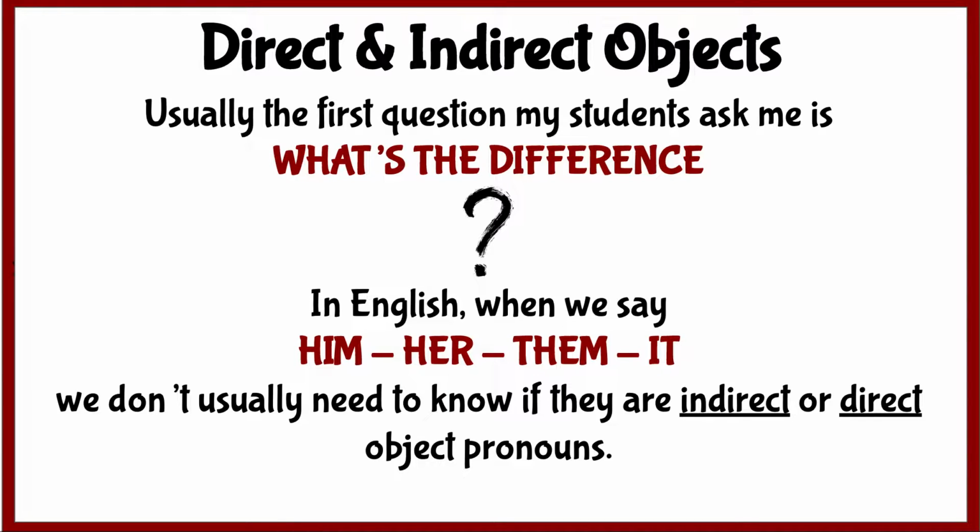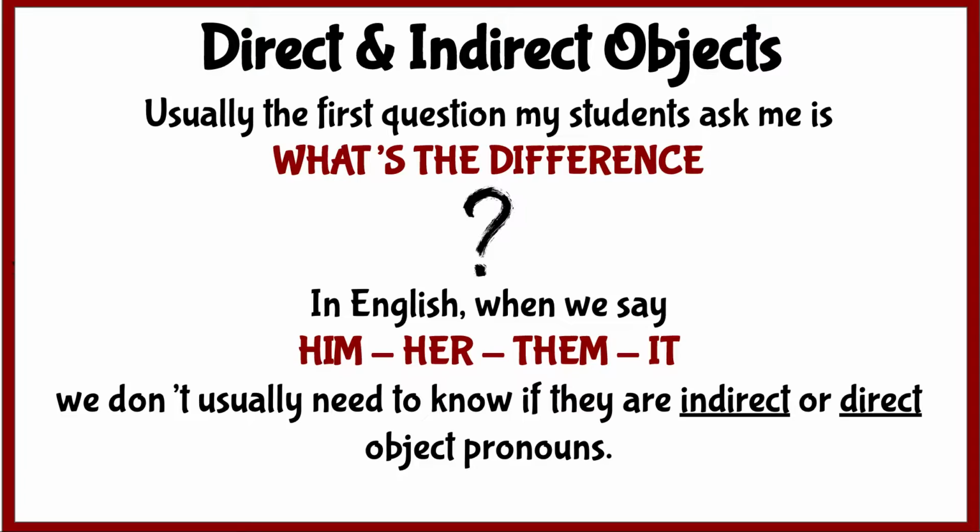So the first thing we need to talk about is the difference between a direct and indirect object, all right, before we even start talking about pronouns. One of the first things that my students ask me is, well, Jennifer, before we can get into this, can you please explain to me what's a direct object? What's an indirect object? Because in English, if we want to say, I'm talking to him, we just say, I'm talking to him. We don't have to decide between the word him and some other word based on whether we're dealing with a direct or indirect object pronoun.